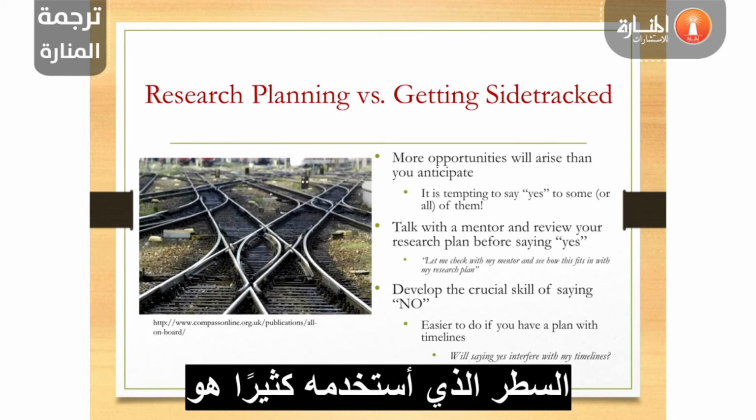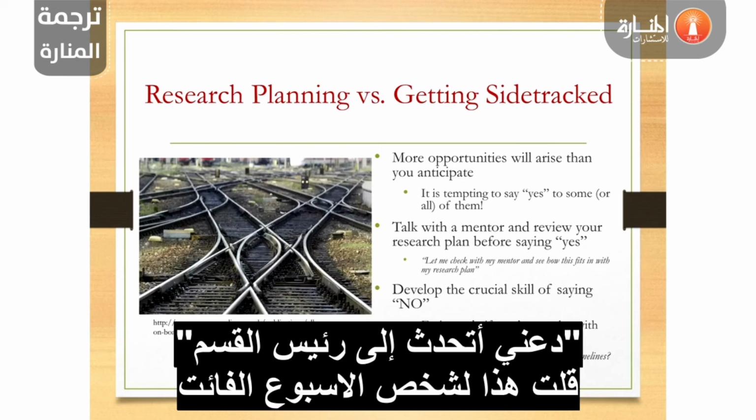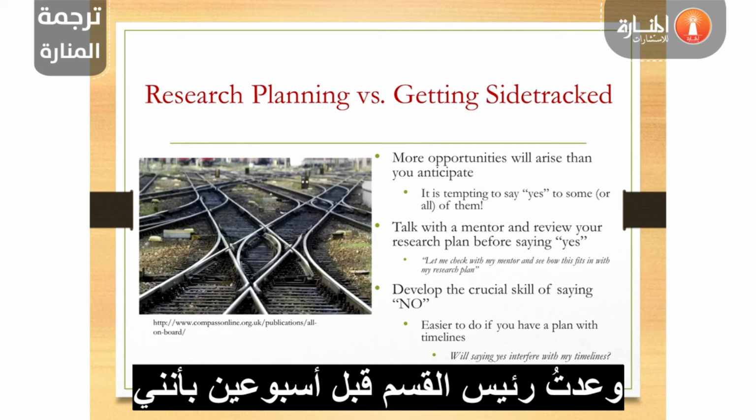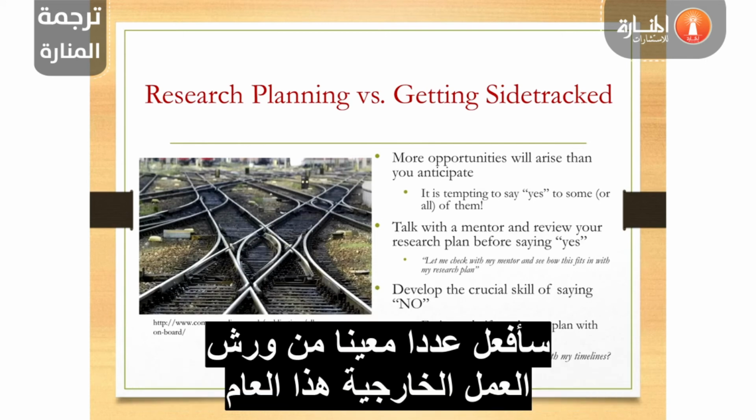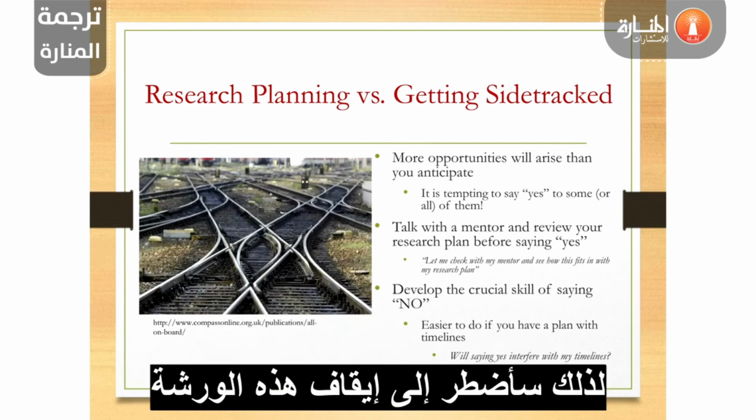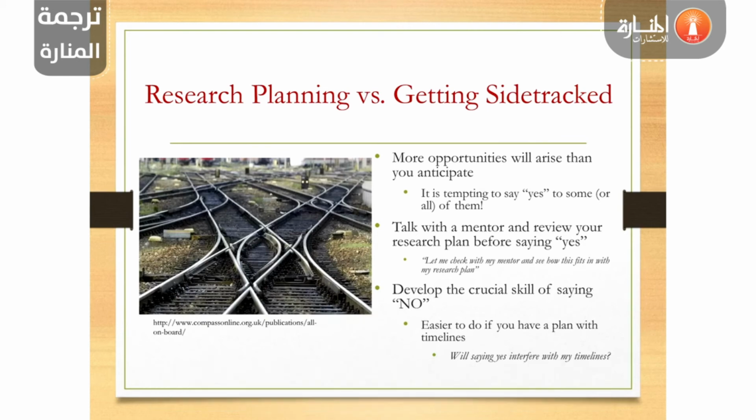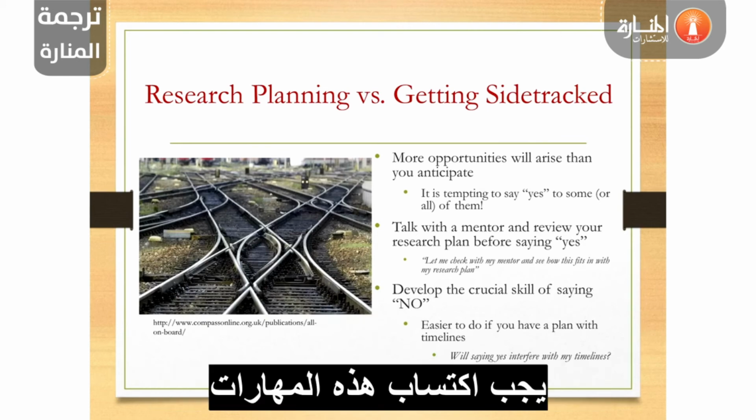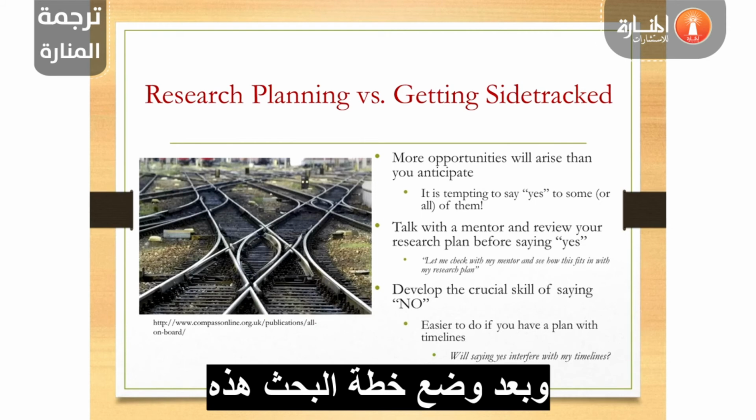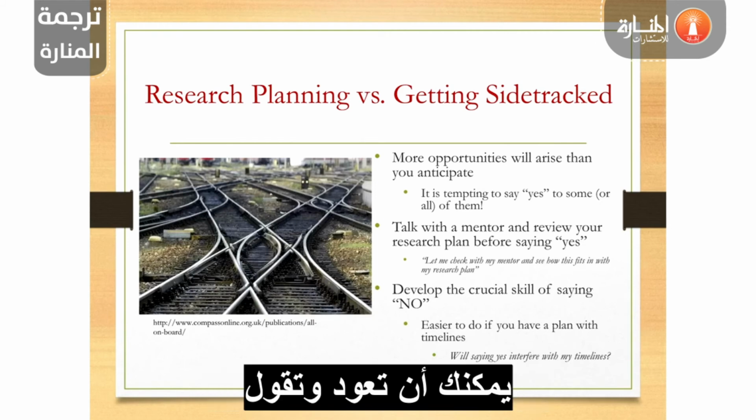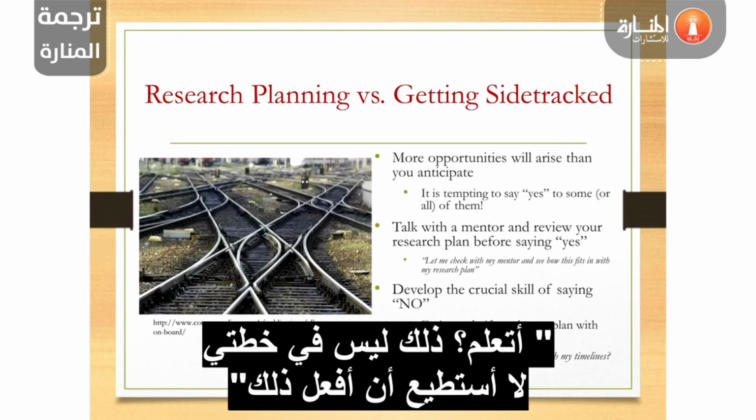The line that I use a lot is, let me check with my department head. Or I just said this to somebody last week: I just promised my department head 2 weeks ago that I would only do X number of external workshops this year, so I'm going to have to turn this one down. Those are really important skills to develop. And having that research plan in place that you can go back to and say, you know what, it's not on my plan, I can't do it.